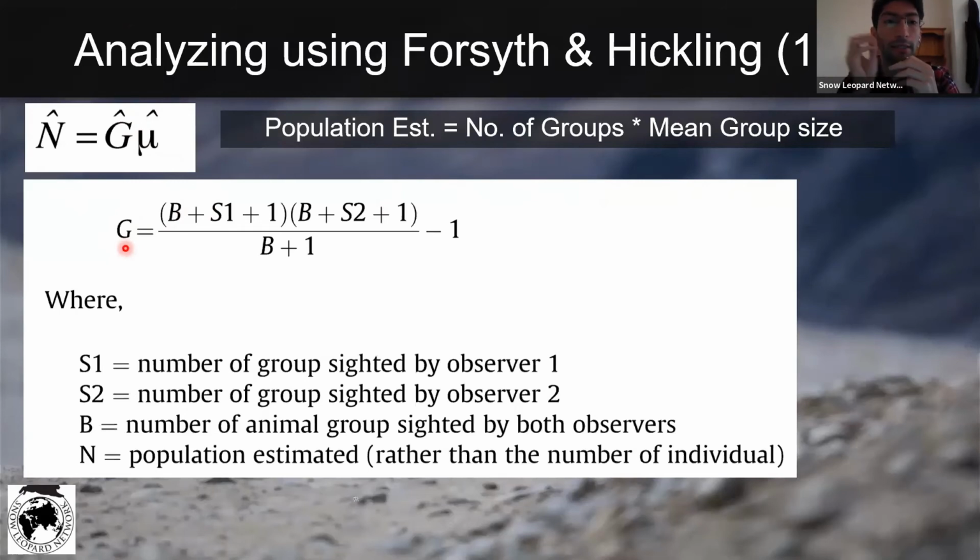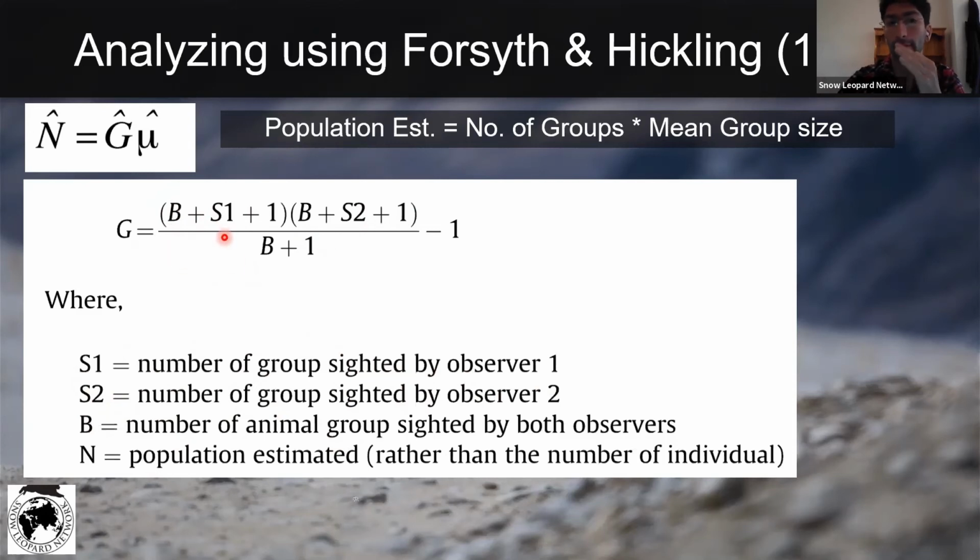There are a lot of variables here, but to arrive at G hat up here, it's basically a function of b, s1, and s2. And as you can see down here, s1 is the number of groups sighted only by observer 1. s2 is the number of groups sighted only by observer 2, whereas b is the number of groups sighted by both observers. So as you can see from the previous example, for instance, b would be 7. s1 would be the number of groups sighted only by observer 1. You would calculate and put that in here, and similarly for s2.